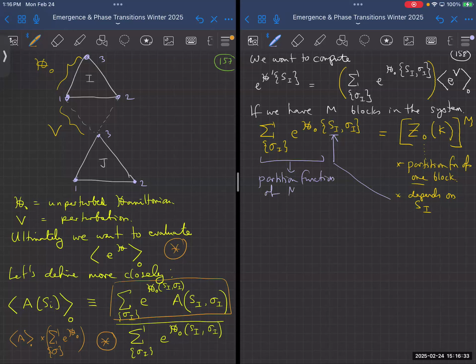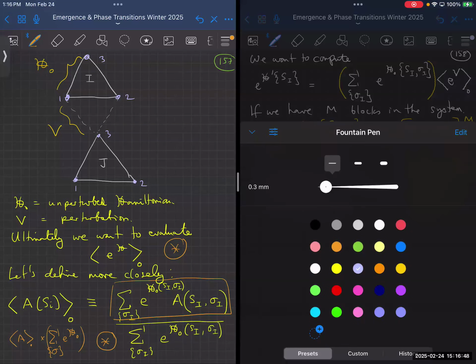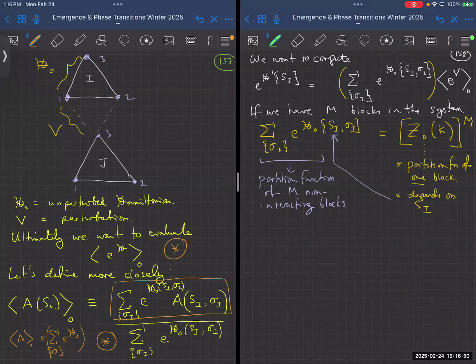And so this thing over here, I can think of this as basically the partition function of m non-interacting blocks. Okay, so that's something that's easy to calculate. We've just got 3 spins and we have to compute their partition function. So let's go ahead and do that.